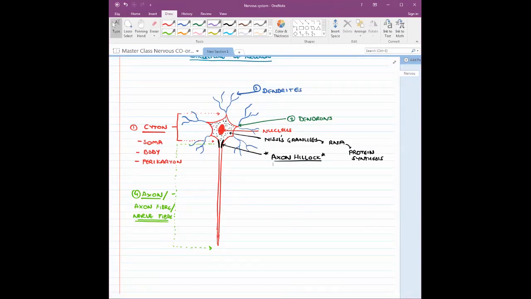Now, when we talk about the axon, guys, what are you going to see? The axon is going to be covered in a sheath. What is this sheath? This is called neurolemma. Now remember, this is not the myelin sheath that you're thinking of. This is going to be another sheath. Let me just show you like this. So what is this, guys? This is nothing but neurolemma.